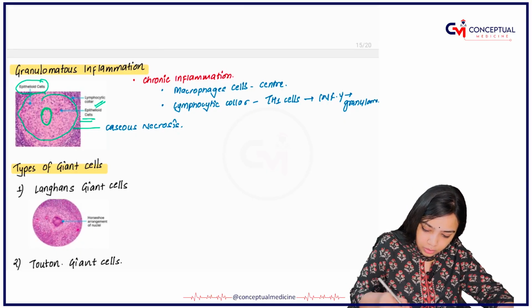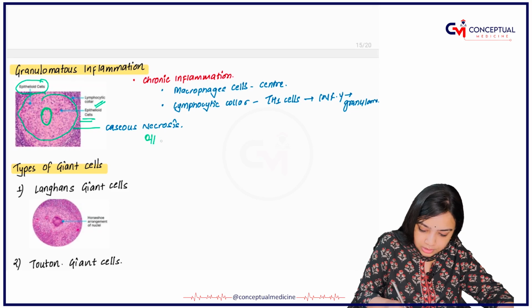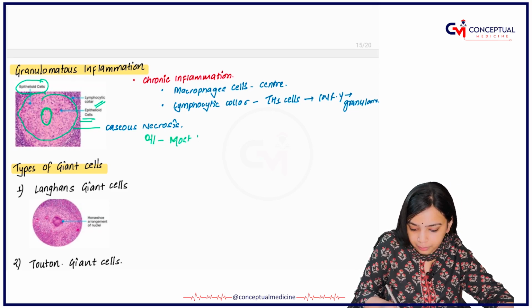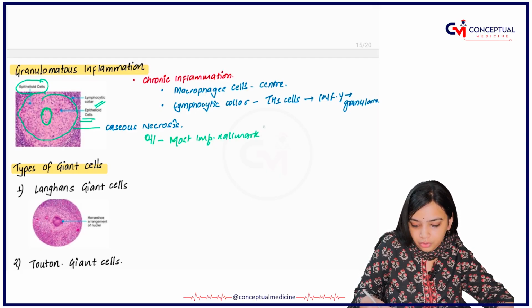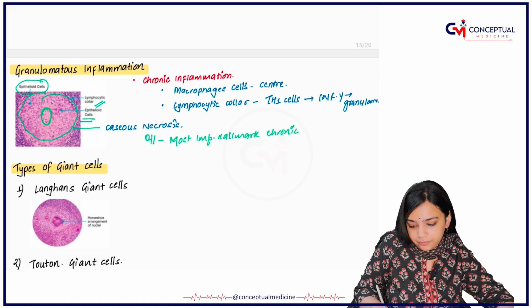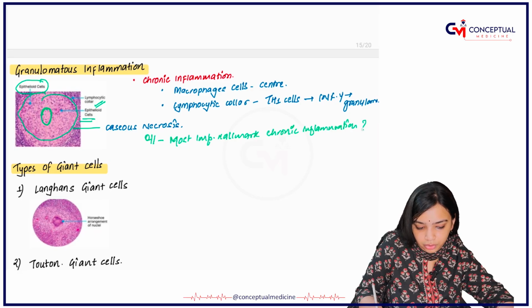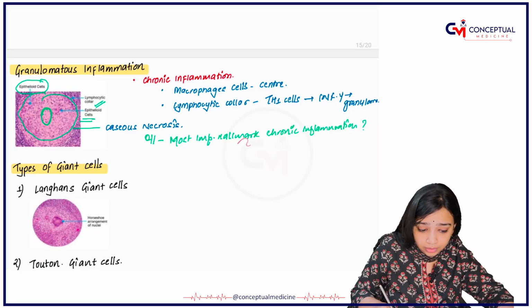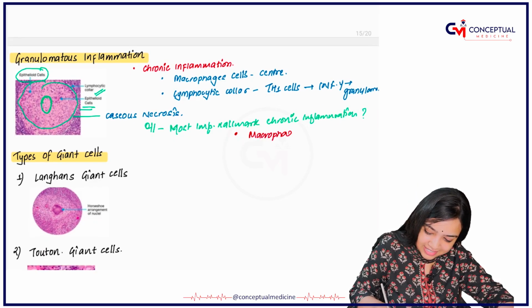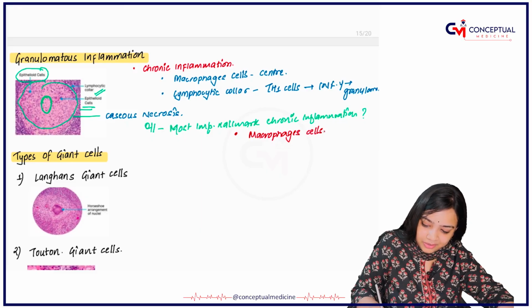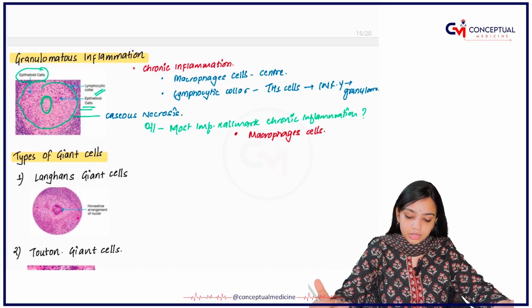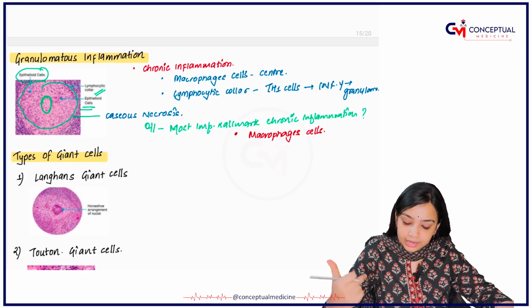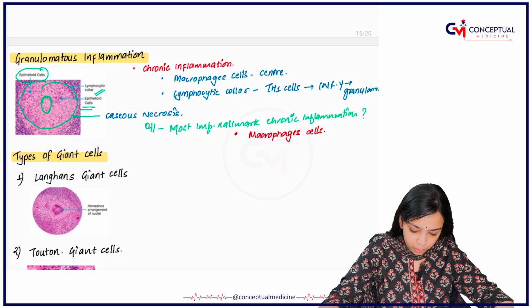I'm asking you a question. What is the most important hallmark of chronic inflammation? The most important hallmark, and the most important cells of chronic inflammation, is your macrophages, and destruction is followed by the repair in this process.